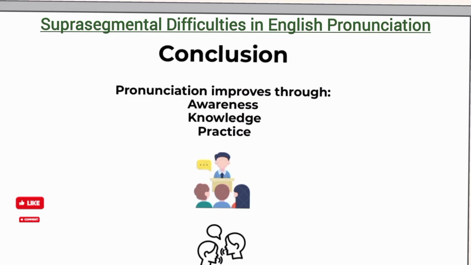Conclusion. In conclusion, foreign learners often face pronunciation problems because the English sound system is complex. These difficulties occur at both the segmental level and the suprasegmental level. However, with awareness, knowledge, and consistent practice, learners can improve their pronunciation and communicate more effectively in English.